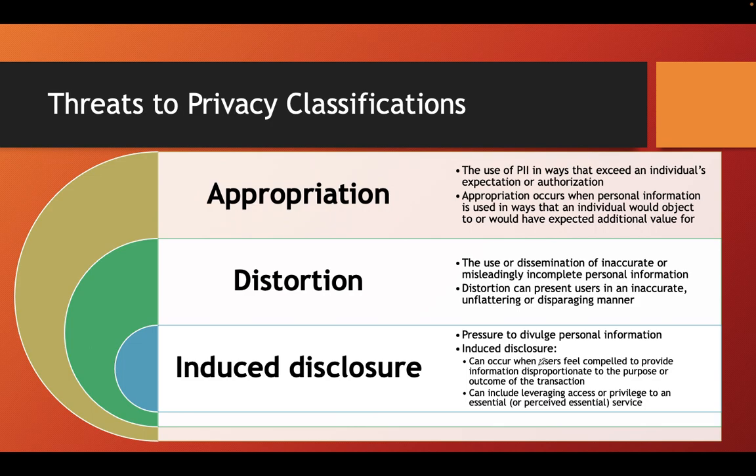Number 2 is distortion. Distortion is the use or dissemination of inaccurate, misleading, or incomplete personal information. This one, the politicians, they do this a lot. During election cycles, politicians carry out what we call distortion. It's a threat to privacy. They use or disseminate inaccurate, misleading, incomplete personal information about one another just to win election. And this is not good.